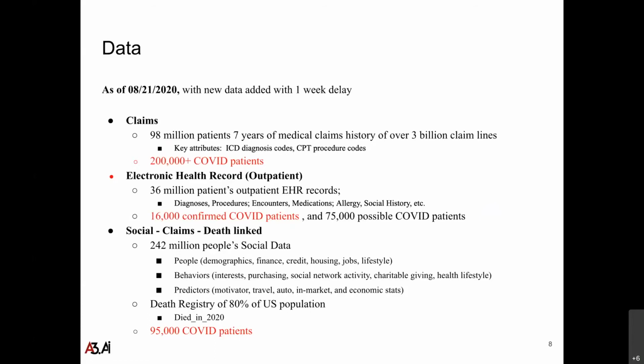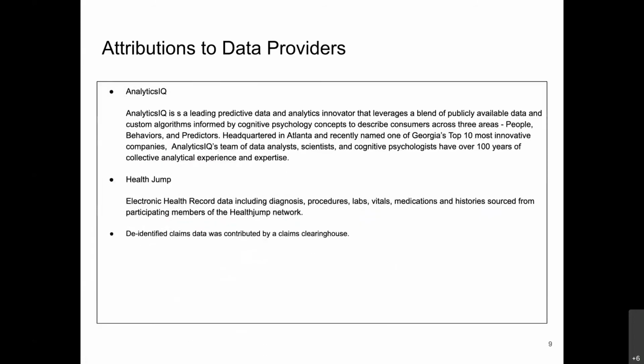And then we've got a hodgepodge of social data, including linkage of social data, such as people behavior predictors, with a death registry of 80% of the US population and 95,000 COVID patients. So these are all de-identified, but these are all personal level data. And they are donated by claims clearing houses, EHR vendors, and social marketing companies. And here are the attributions.